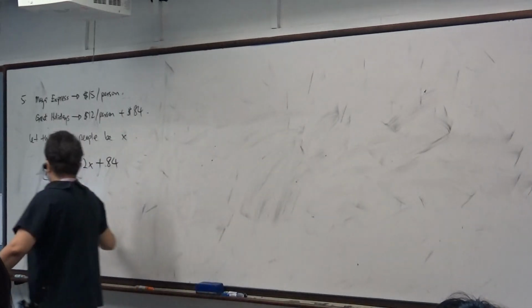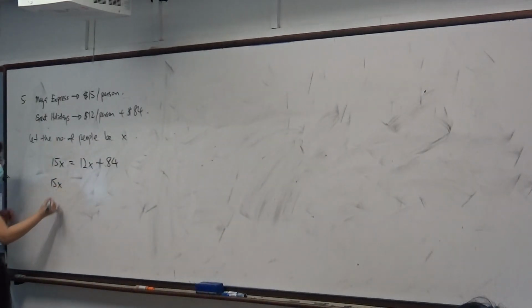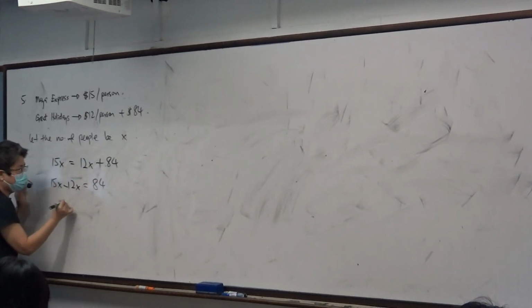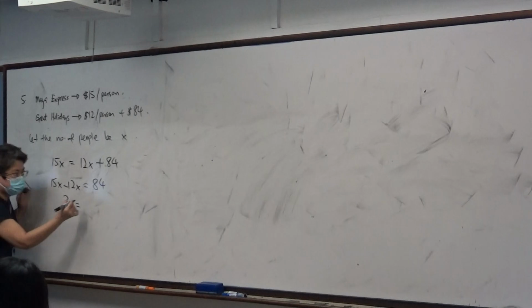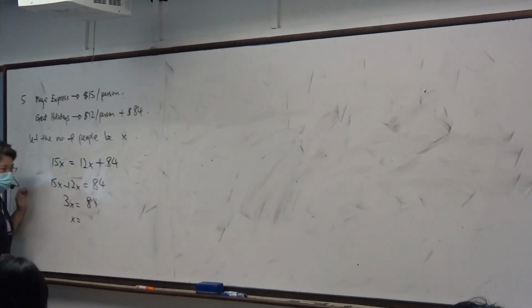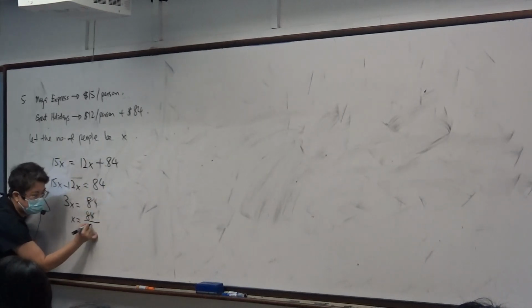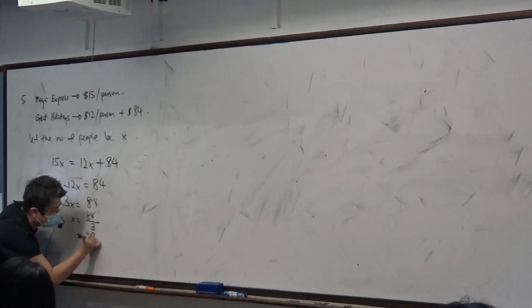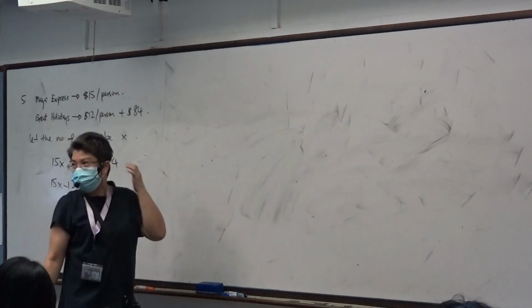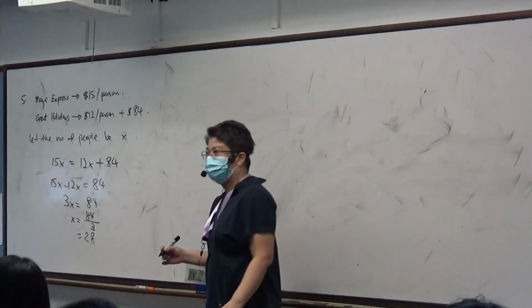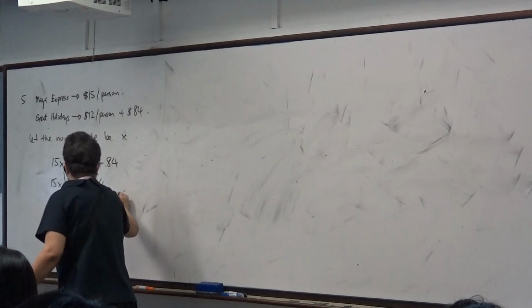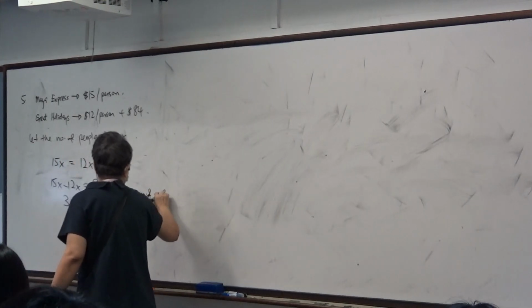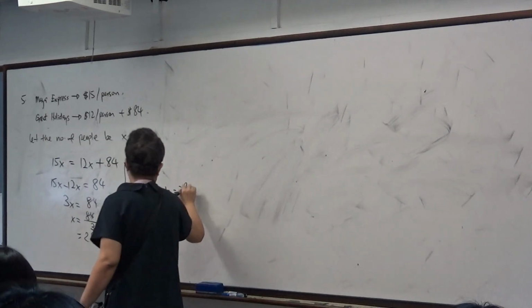What's the next step? Can someone tell me? 15x minus 12x equals 84. 3x equals 84. What's x? 84 divided by 3. Answer? 28. Is that all? That's all. I must conclude what? Therefore what? The number of people equals 28.